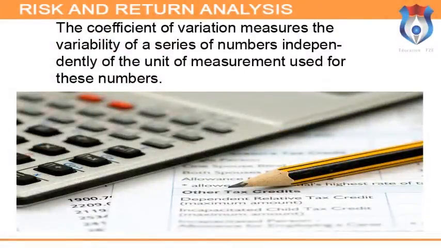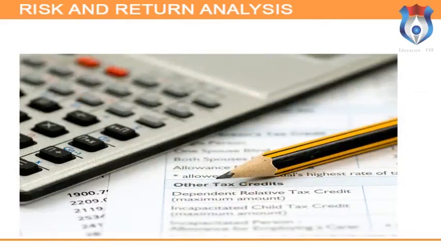The coefficient of variation measures the variability of a series of numbers independently of the unit of measurement used for these numbers. In order to do so, the coefficient of variation eliminates the unit of measurement of the standard deviation of a series of numbers by dividing it by the mean of these numbers.